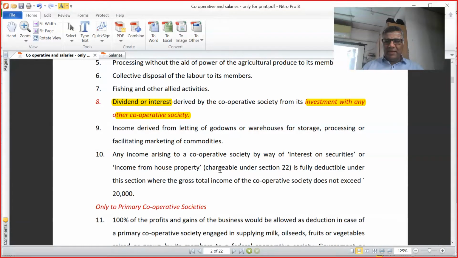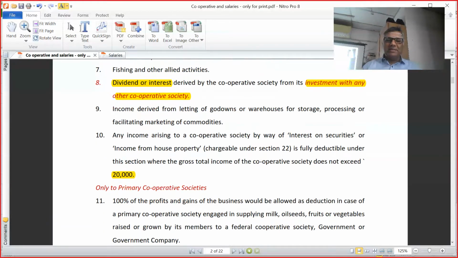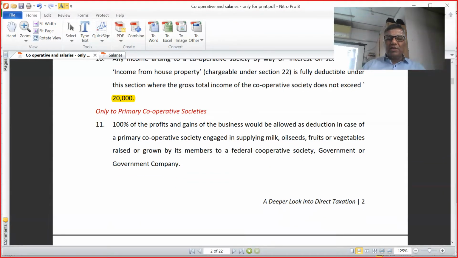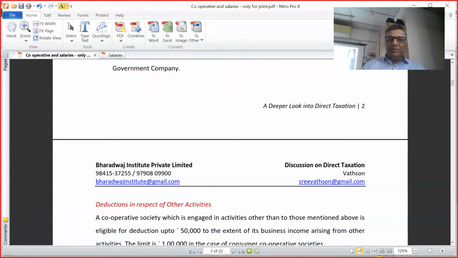This is funny. Anyhow, if the total income does not exceed 20,000, then house property income is exempt. That's no use. Only for primary cooperative society. This is for milk, the Gujarat Cooperative Milk Federation, Amul, engaged in supplying milk, oil seeds, fruits, etc. For them, this is applicable.